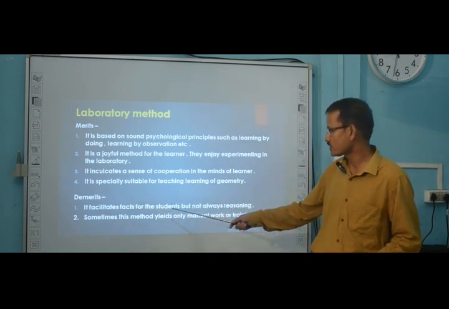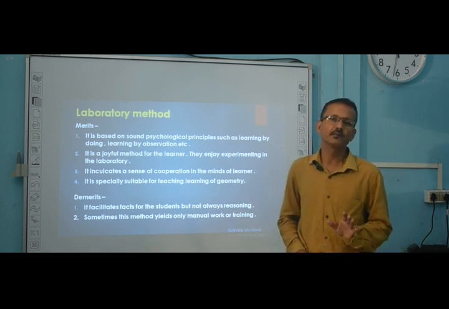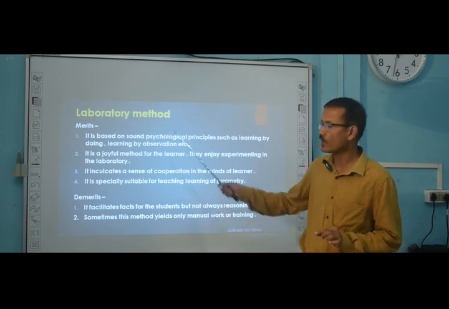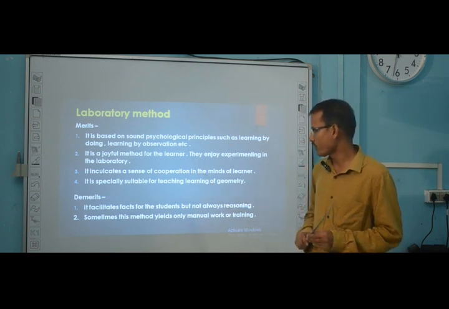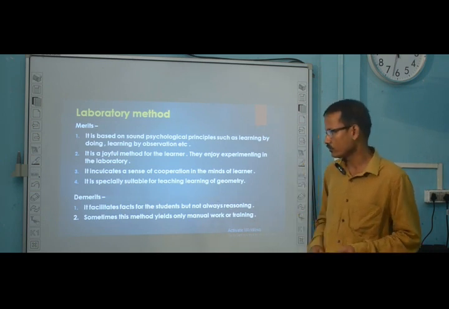Number 1, it facilitates facts for the students, but not always reasoning. So mathematics is not always about facts. It needs reasoning also, but sometimes the laboratory method fails to inculcate the sense of reasoning in students' minds. So that is one of the demerits.